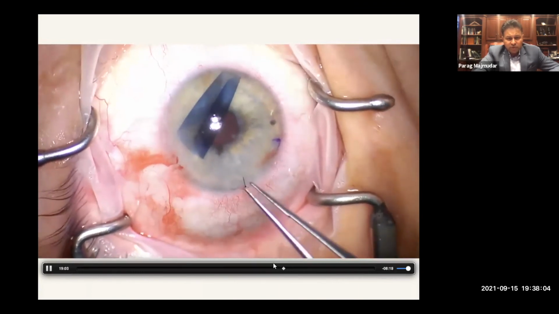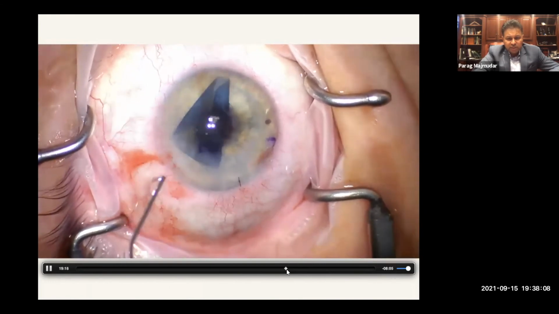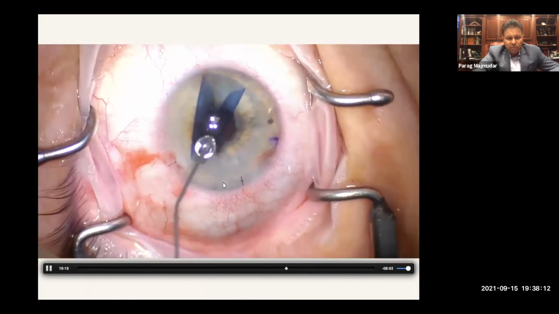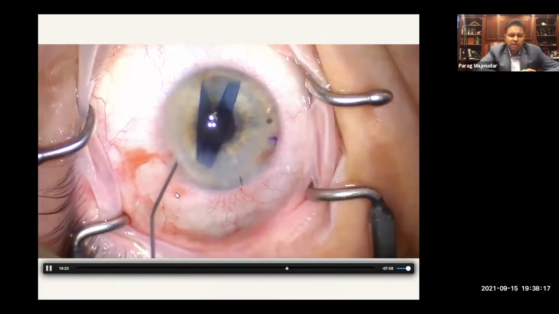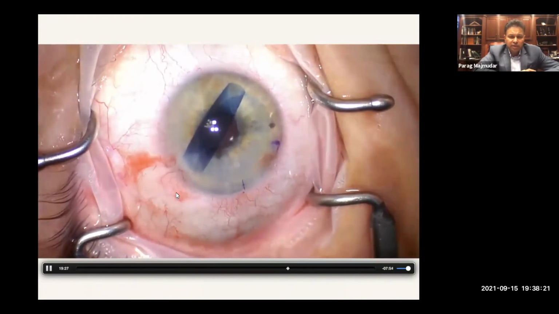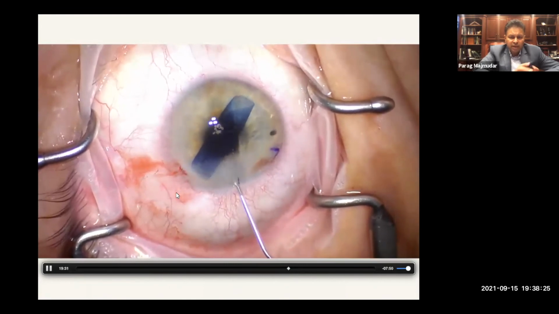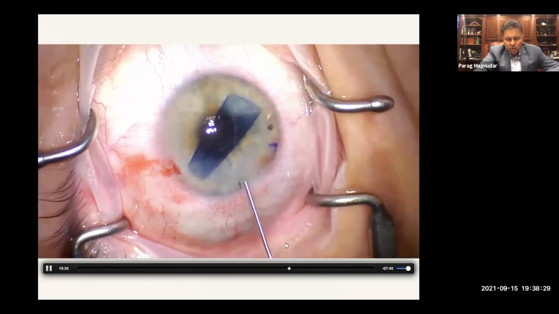So as we unfold it, pay attention to this, you can see that this S is backwards. And so I'm flipping it. How do I flip it? Well, I'm going to take little bursts of fluid through the paracentesis with BSS, and I'm just giving it a little burst, and it'll flip. I'm flattening it out again, and this time I'm going to check it and make sure it's doing what it did.